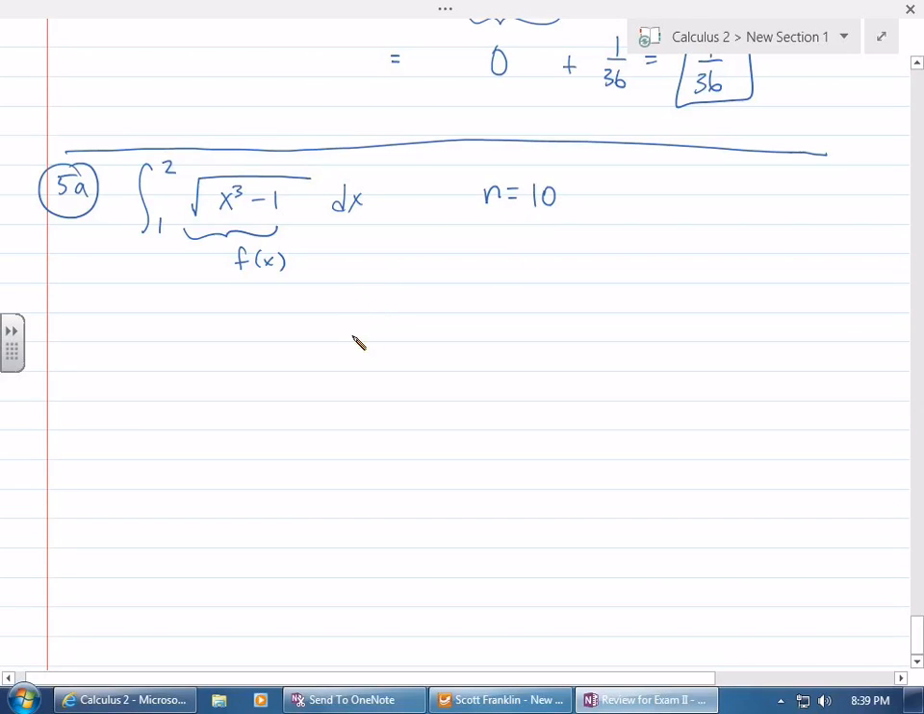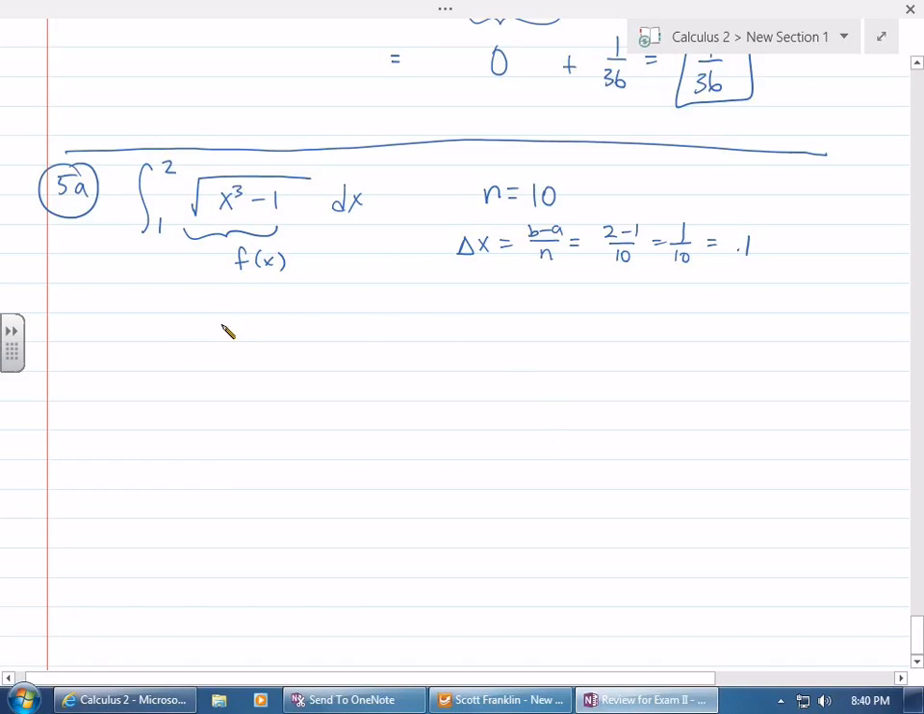So the first thing you do in every case is come up with your delta x. Delta x is b minus a over n. In our case, a and b are 1 and 2. So 2 minus 1 over 10, so 1/10 or 0.1.